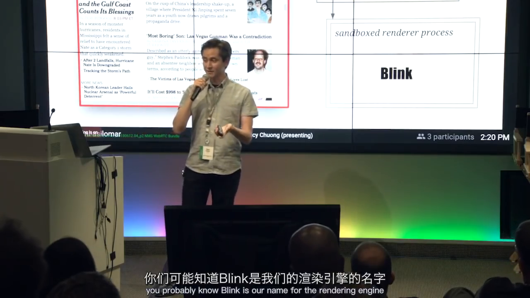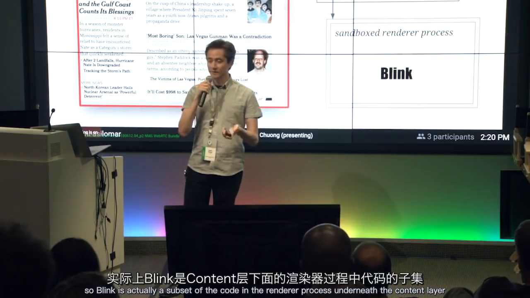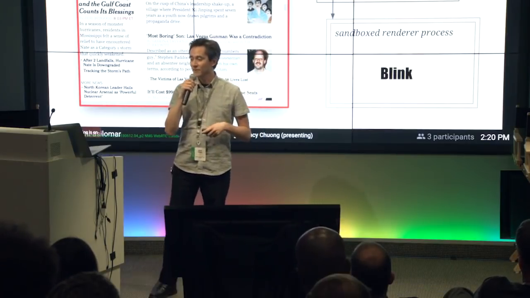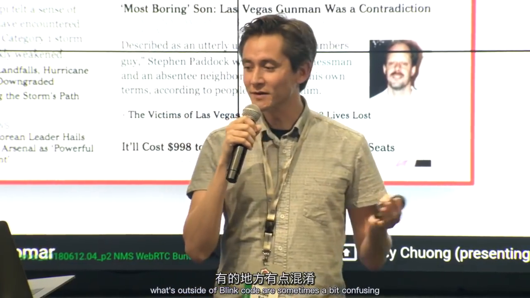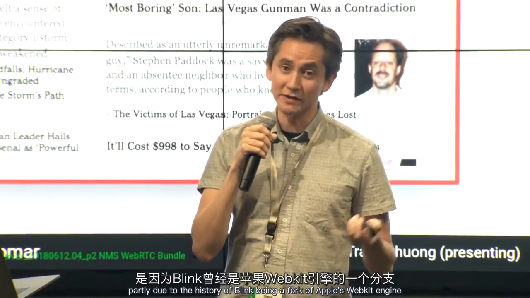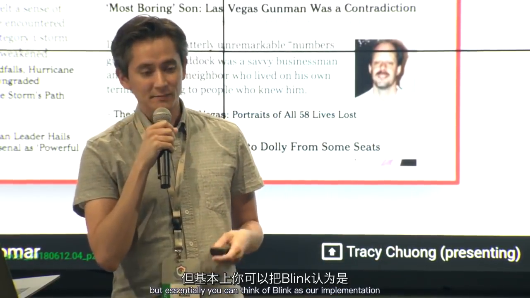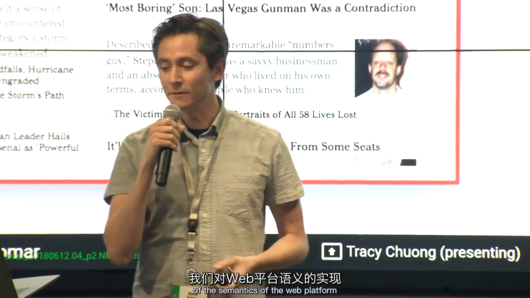You probably know Blink is our name for the rendering engine. So Blink is actually a subset of the code in the renderer process underneath the content layer. And the lines around what is in Blink code versus what's outside of Blink code are sometimes a bit confusing, partly due to the history of Blink being a fork of Apple's WebKit engine. But essentially, you can think of Blink as our implementation of the semantics of the web platform.